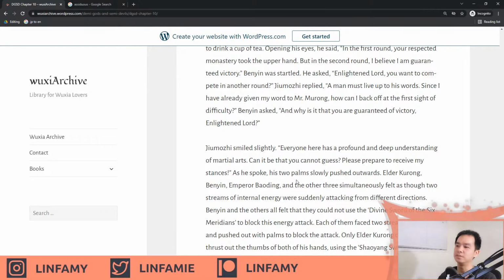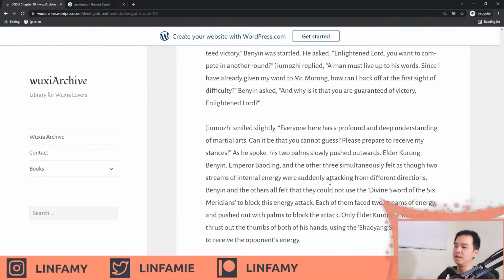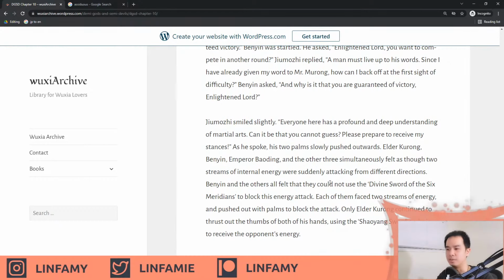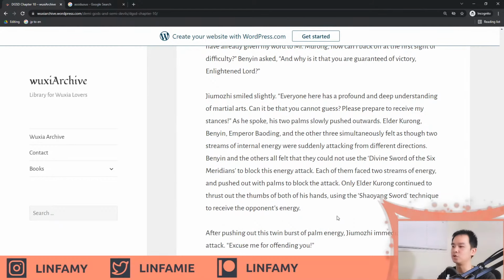As he spoke, his 2 palms slowly pushed outwards. Elder Kurong, Bunyin, Emperor Baoding, and the other 3 simultaneously felt as though 2 streams of internal energy were suddenly attacking from different directions. Bunyin and the others all felt that they could not use the divine sword of the 6 meridians to block this energy attack. Each of them faced 2 streams of energy and pushed out with palms to block the attack. Only Elder Kurong continued to thrust out the thumbs of both of his hands, using the Shaoyang sword technique to receive the opponent's energy.